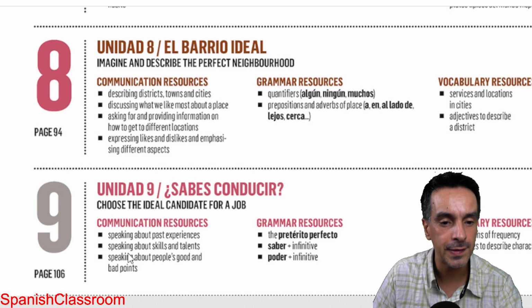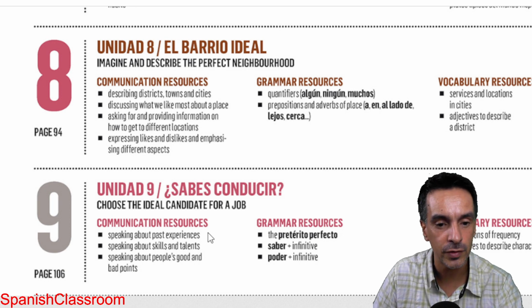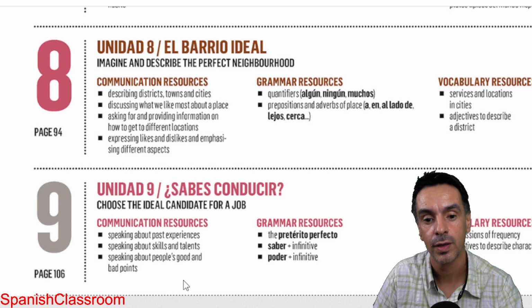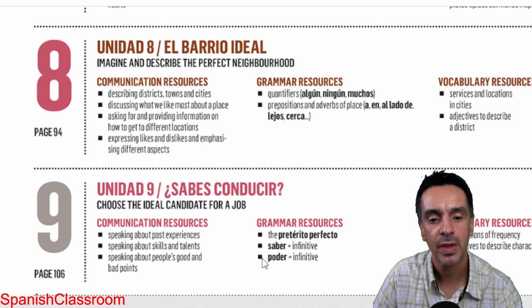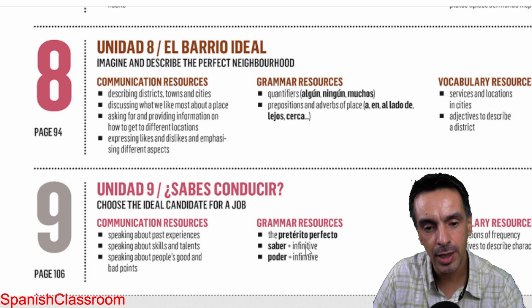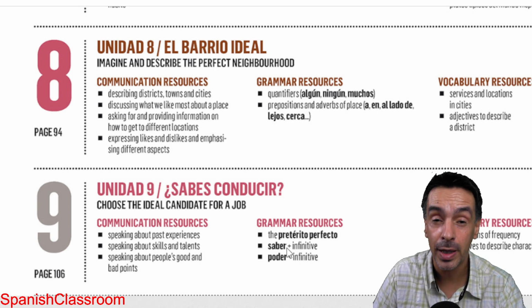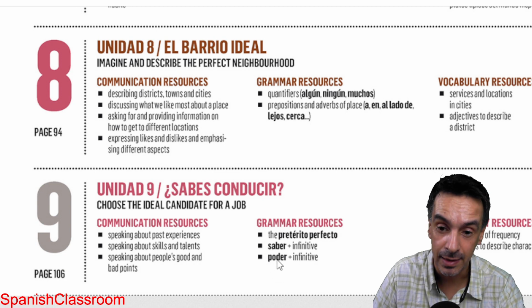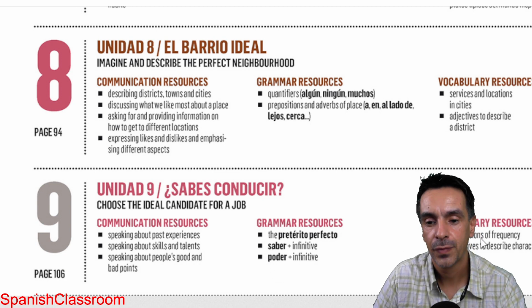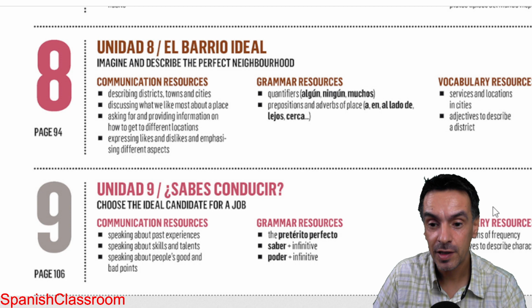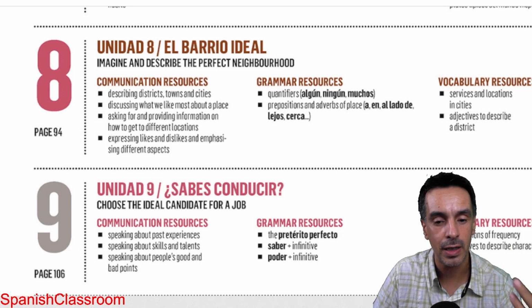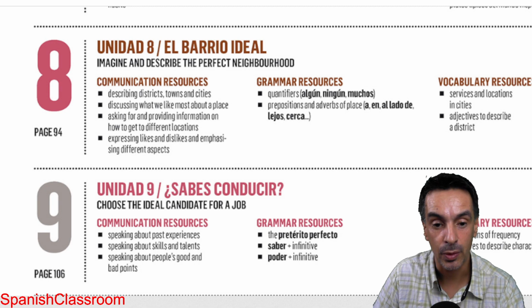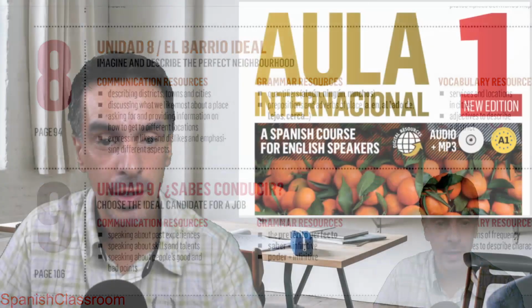Speaking about skills and talent, speaking about people's good and bad points. Grammar resources: the pretérito perfecto. Pretérito means past tense. Saber plus infinitive, poder plus infinitive. Saber means to know, poder means can. You can do it. Vocabulary resources: you will be able to express frequency, and adjectives to describe the character of people.